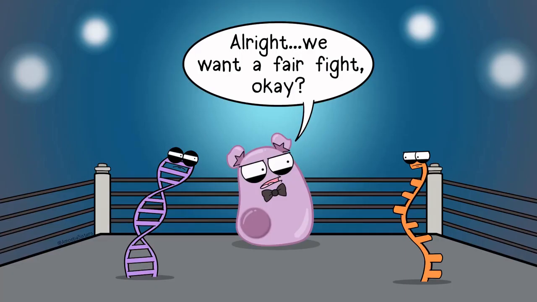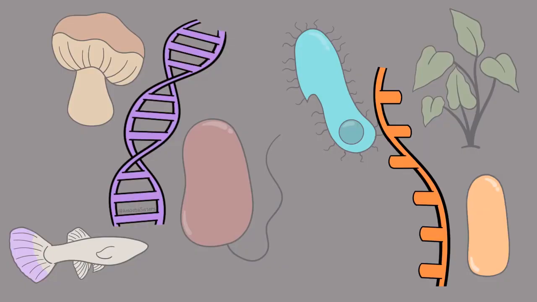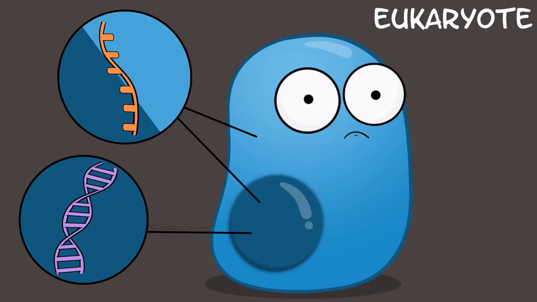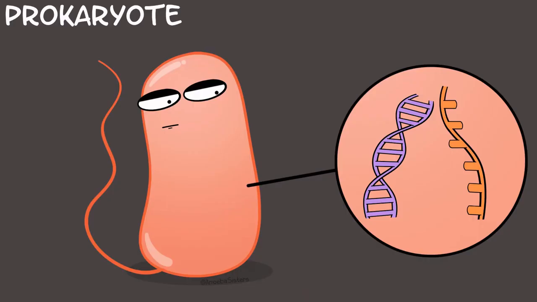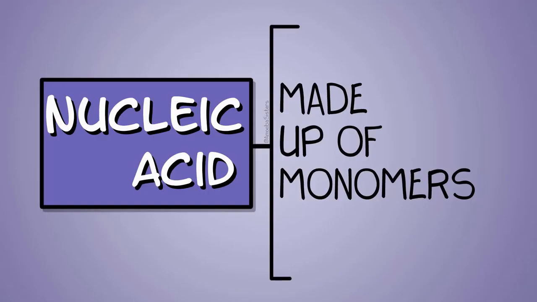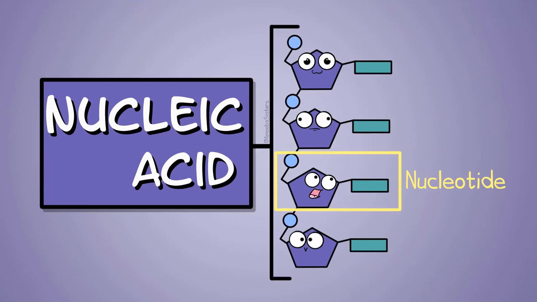So let's compare and contrast DNA with RNA. First, you will find DNA and RNA in all living organisms. In eukaryotic cells, DNA tends to be found in the nucleus, while you can find RNA both inside and outside of the nucleus. Prokaryotic cells don't have a nucleus. Both DNA and RNA are nucleic acids, which are a type of biomolecule. Nucleic acids have a monomer, which, if you remember from our biomolecules video, a monomer is a building block. The monomer for nucleic acids is a nucleotide, so both DNA and RNA have nucleotides.